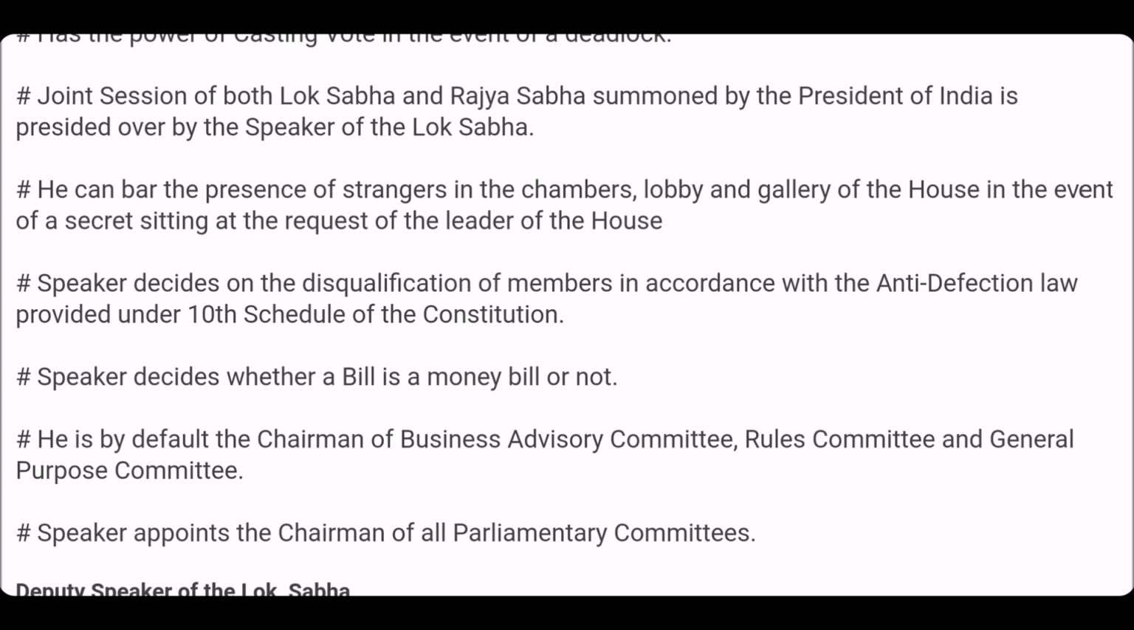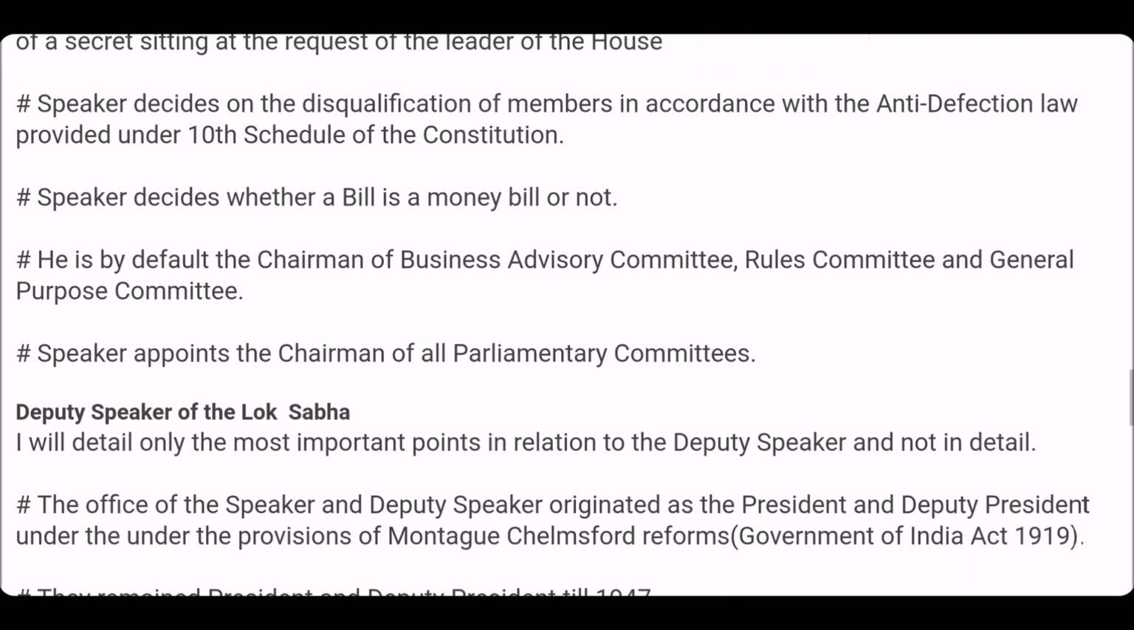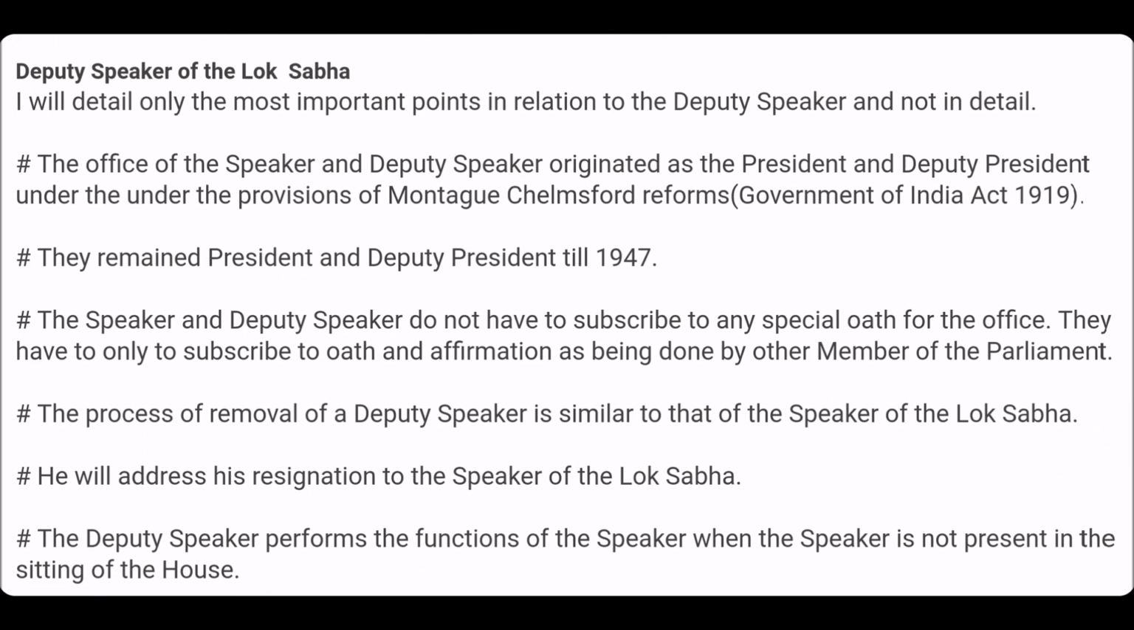By default, the Speaker is the chairman of three committees: Business Advisory Committee, Rules Committee, and General Purpose Committee. These committees I will discuss in a separate video. Speaker also appoints the chairman of all parliamentary committees. So these were the important points about the Speaker of the Lok Sabha, friends.